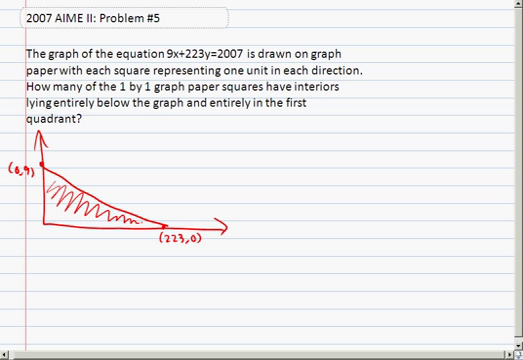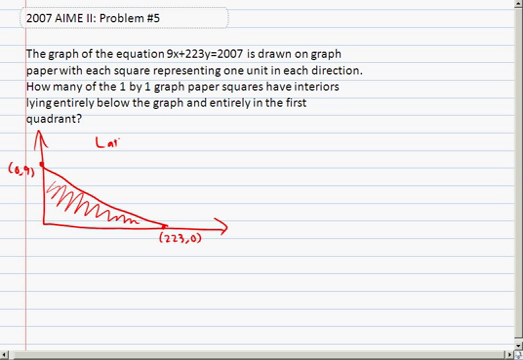Now, the problem asks us to find how many 1 by 1 graph paper squares have interiors lying entirely below the graph and entirely in the first quadrant. So that means we want to count the number of interior lattice points that are inside this triangle.